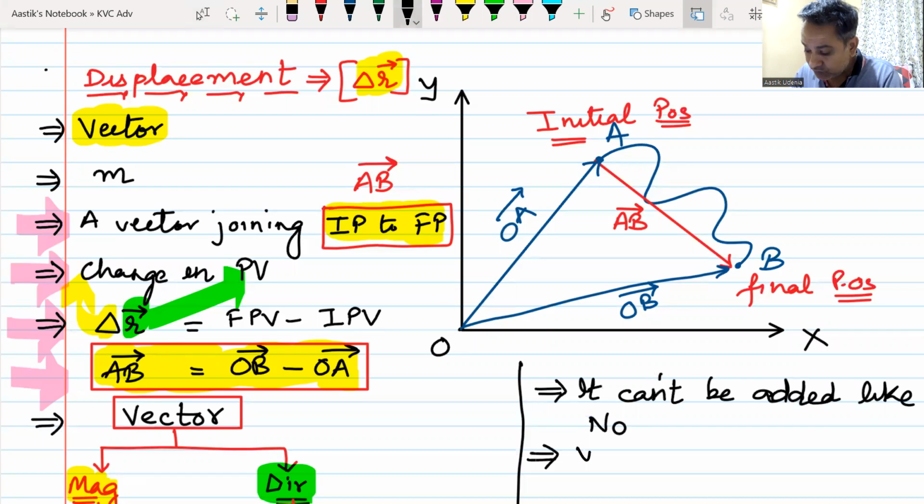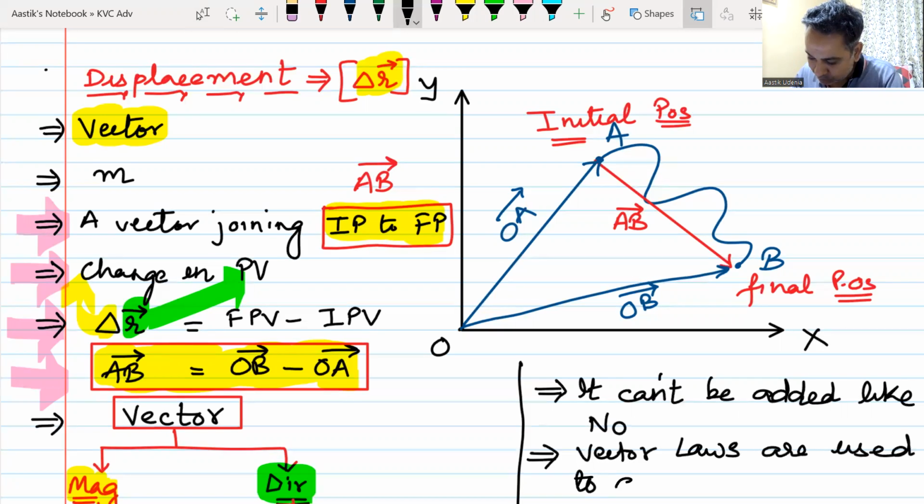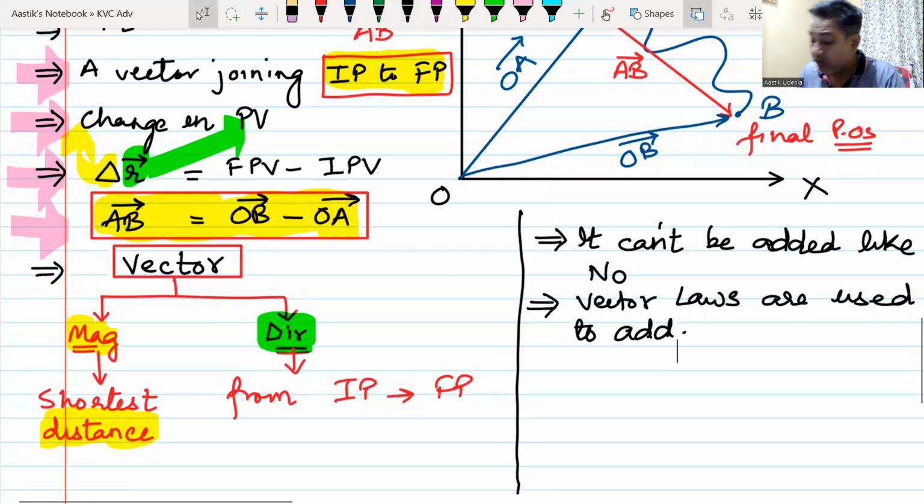We have to use vector laws. Do you understand vector laws? Yes, sir. Vector laws are used to add and subtract. So remember, it's a vector quantity. It cannot be added or subtracted using simple numbers. It is added or subtracted by vector laws. Do we understand this? Yes, sir.